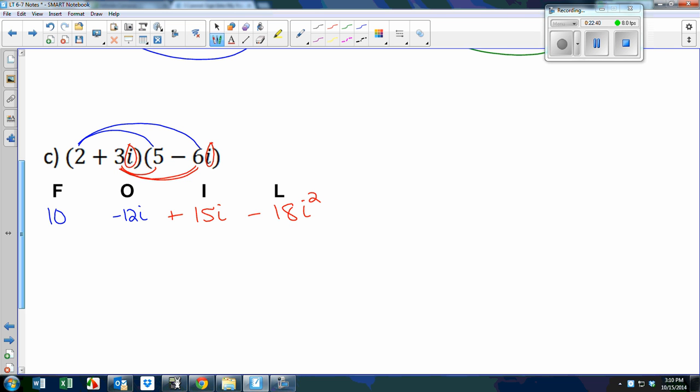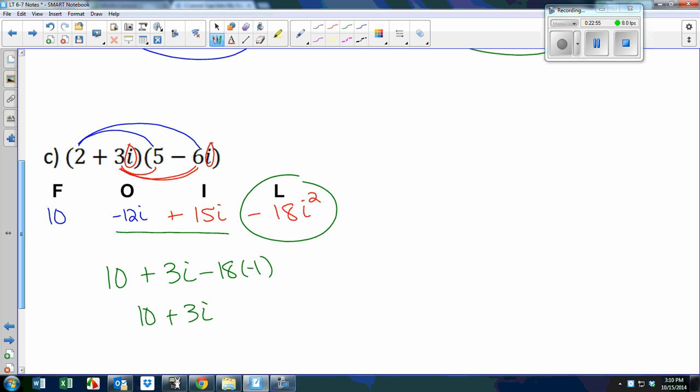All right, sorry about that, Bill. Our middle terms combine to make 3i. And then we notice an i squared showed up in the work. So we can change that i squared to negative 1. So we have 10 plus 3i. Negative 18 times negative 1 is plus 18. And we have like terms of 10 and 18. So 28 plus 3i.